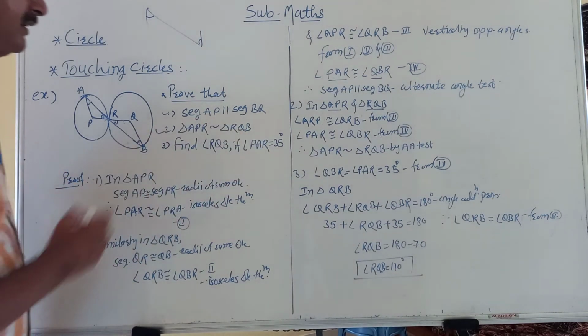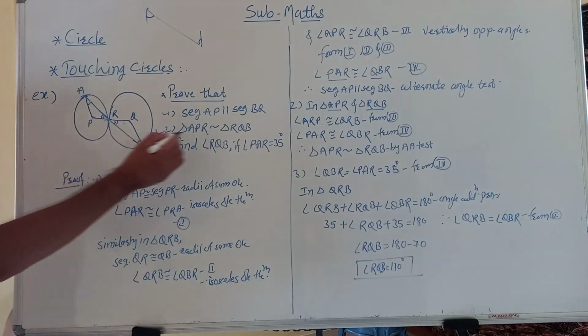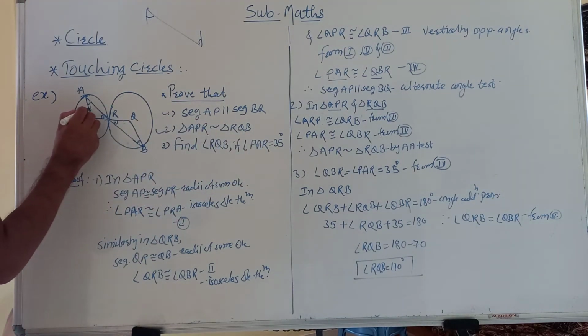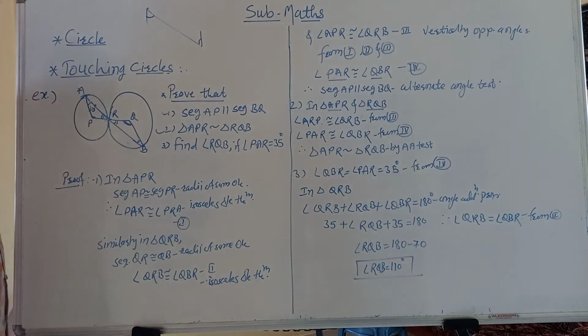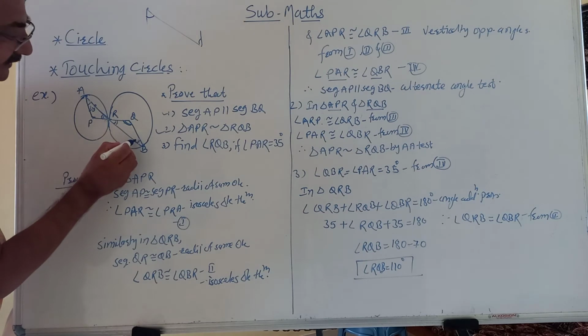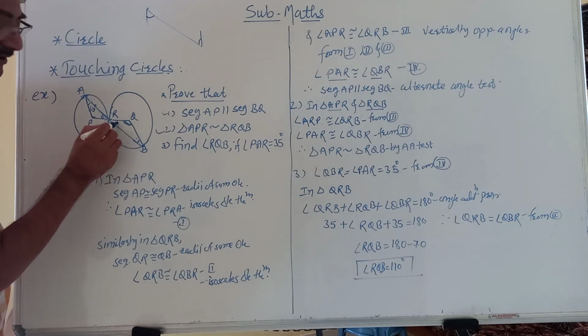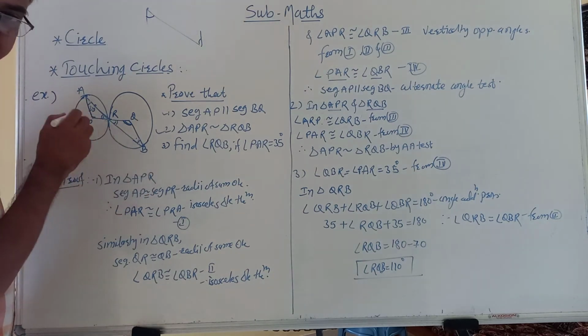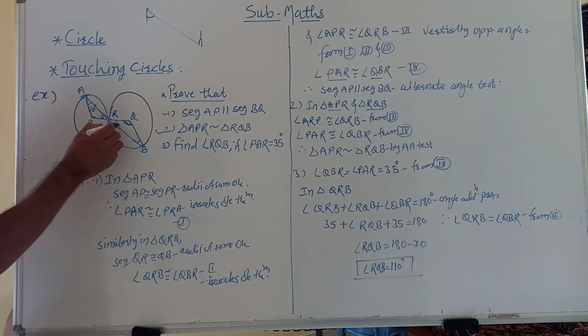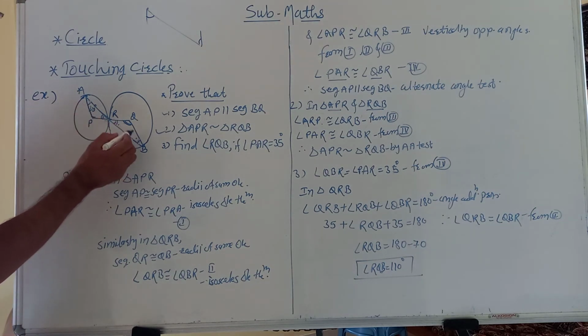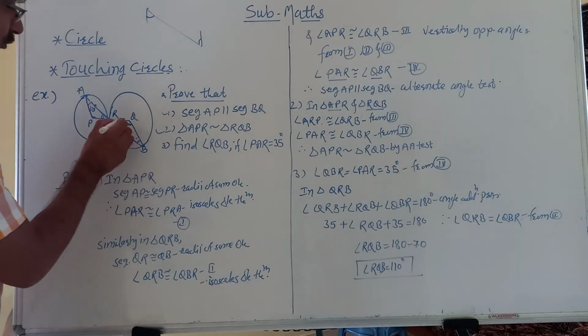Then you have to find angle PAR, given 35. This is 35. Then you have to find what is this angle. Now we know if this is 35, then this is 35. This one also 35, because all these angles are congruent. So if this is 35, then this one is 35, then this one vertically, this one and this one congruent, so 35. But we want this angle.